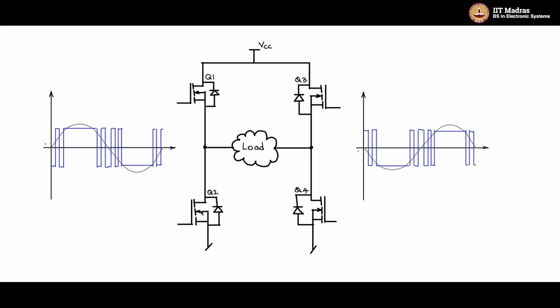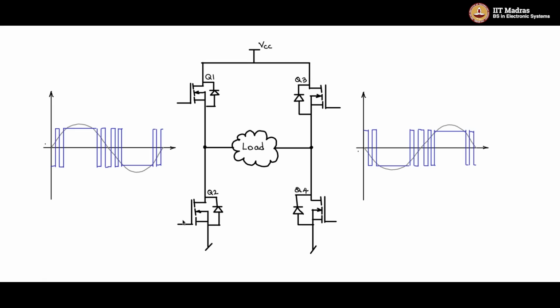these two are mutually exclusive. Q1 and Q2 are mutually exclusive. Q3 and Q4 are mutually exclusive. You cannot have both of them conducting together. Q1 and Q2 cannot conduct together. Q3 and Q4 cannot conduct together. They have to be mutually exclusive in time.